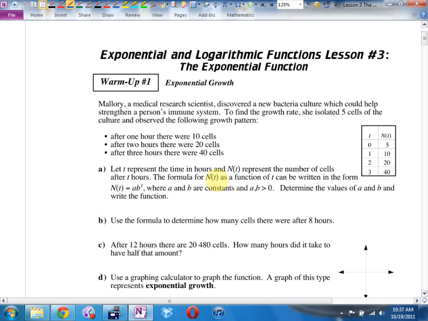A says, let T represent the time in hours, and N of T represent the number of cells after T hours. The formula can be written like this, where T is an exponent. Find the values of A and B. So, as an equation, there is an equation for which when I put in a 0, I get a 5 back. When I put in a 1, I get a 10 back. When I put in a 2, I get a 20 back. When I put in a 3, I get a 40 back. When I put in a 4, I get an 80 back.